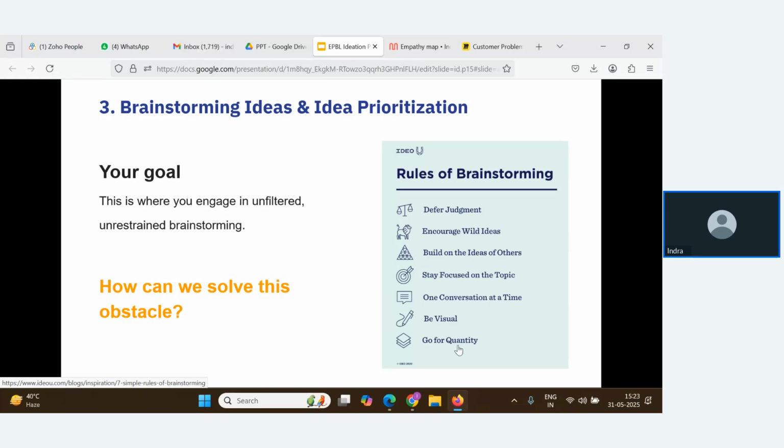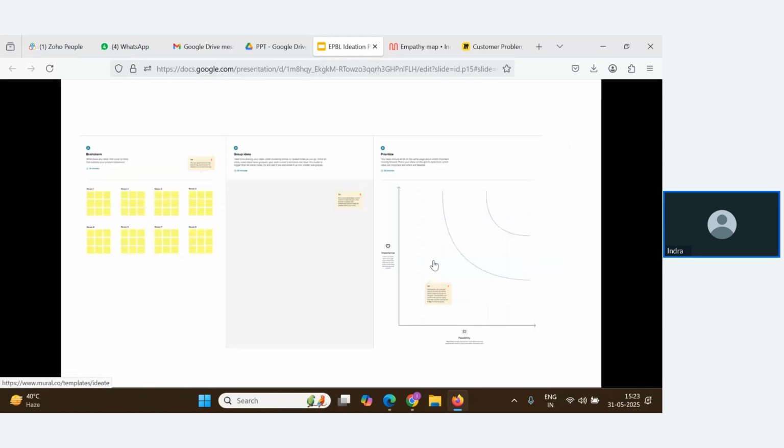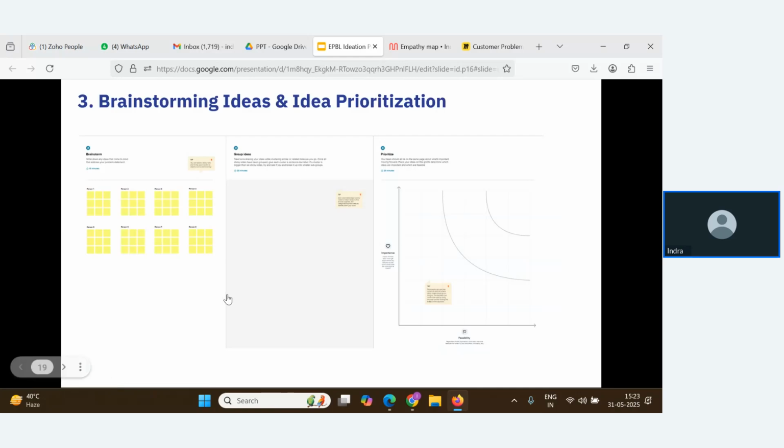This means you need to entertain more ideas, so you have more chances to find a great solution. In this stage, we train our minds, we work together, and we do not worry about whether an idea is perfect or not. We just let all the ideas come out, and then we choose the best ones from them. So this is the template for doing brainstorming and idea prioritization.